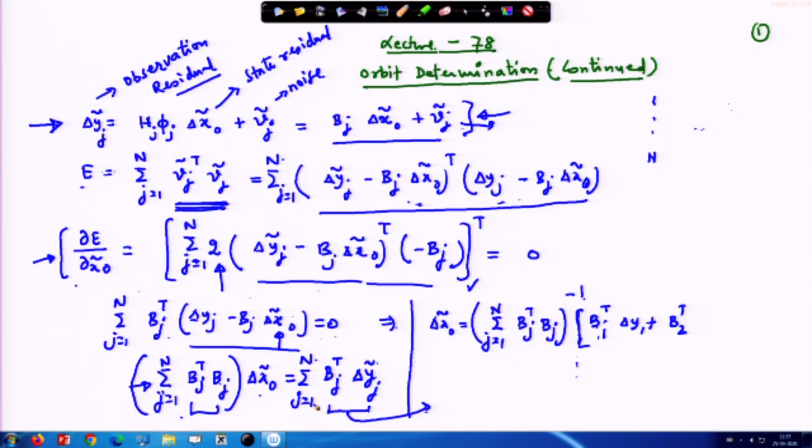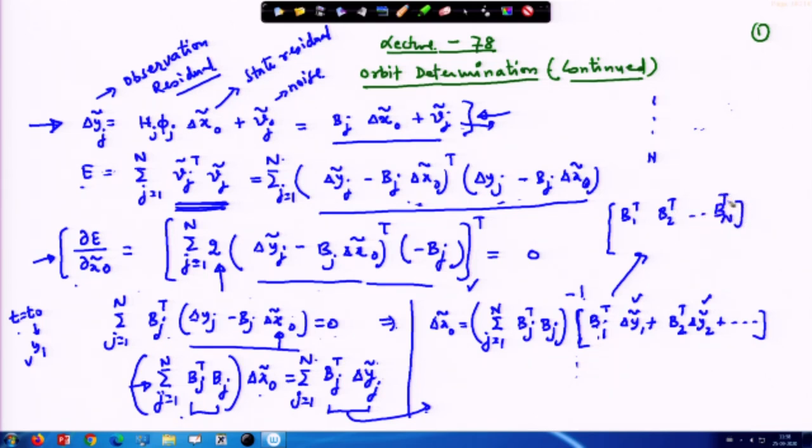At t equal to t 0, it corresponds to y 1. Otherwise I would need to put a 0 here, which I am not doing. So, with n observations, t 0 corresponds to y 1; this you should remember. Then B 2 times delta y 2 and so on, and remember these are vectors. You just need to separate them out. So, this quantity can be written as B 1 transpose, B 2 transpose, up to B n transpose, and then here it comes as delta y 1 tilde, delta y 2 tilde, and delta y n tilde.